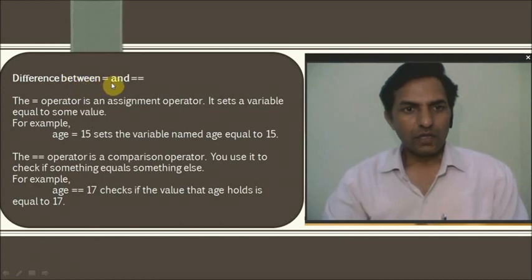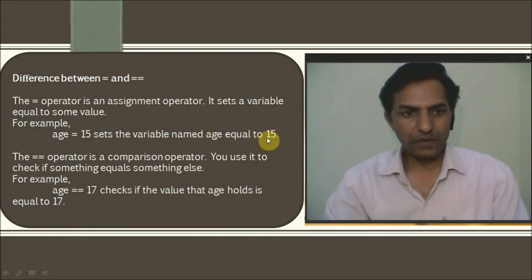Difference between = and ==. The = operator is an assignment operator. It sets a variable equal to some value. For example, age = 15 sets the variable named age equal to 15.